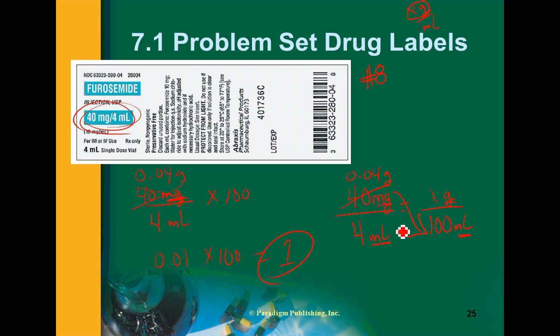Then you're going to cross multiply. 0.04 times 100 is 4. 4x would be on the bottom, divide it, and you would come up with 1. So you could say 1%, or 1 gram of weight in volume.